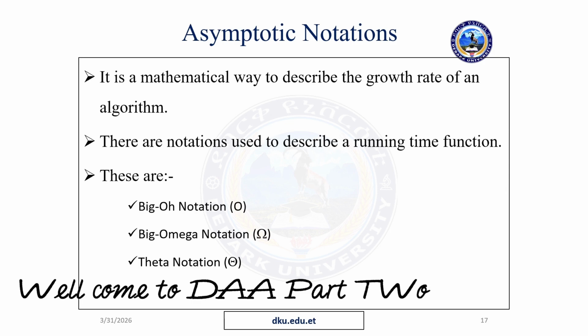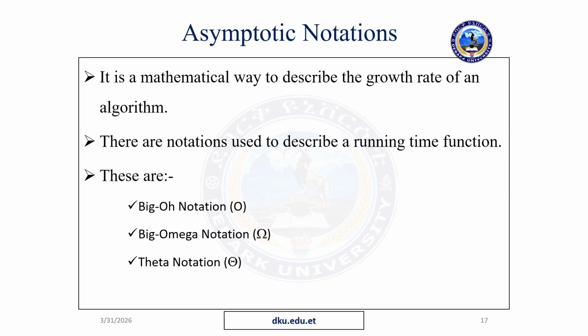Okay, the other important topic in design and analysis of algorithms is asymptotic notation. Simply, it is a mathematical way to describe the growth rate of an algorithm. Actually, this topic comes from mathematics, so it is a mathematical way to describe the growth rate of the algorithm.